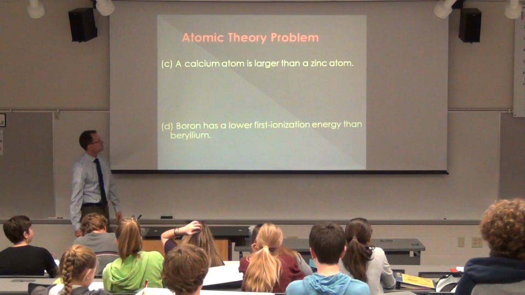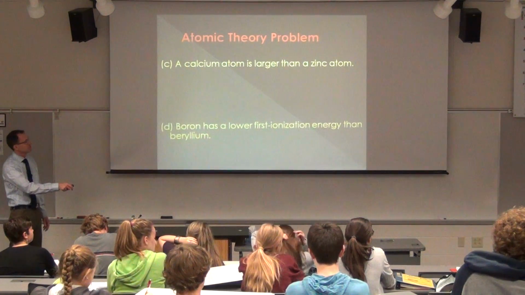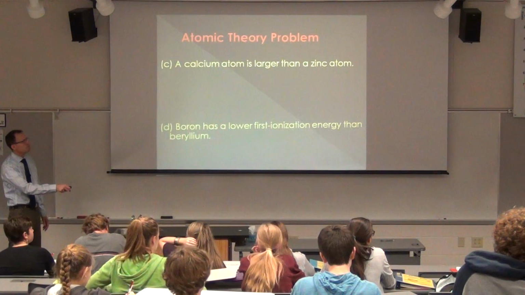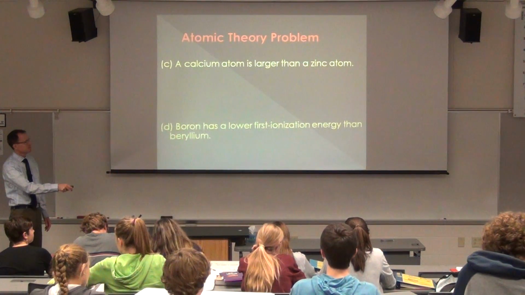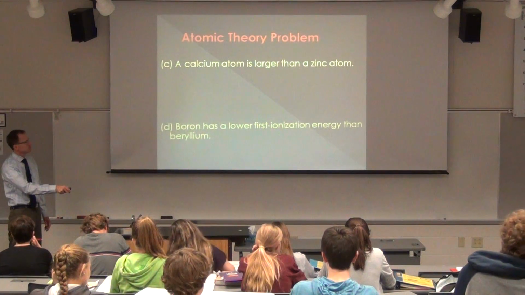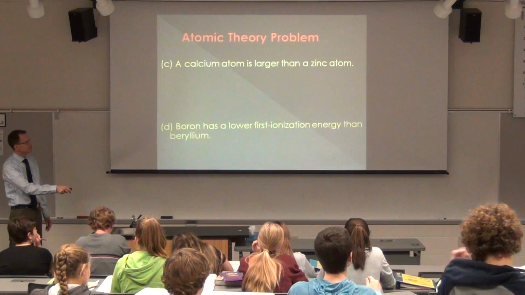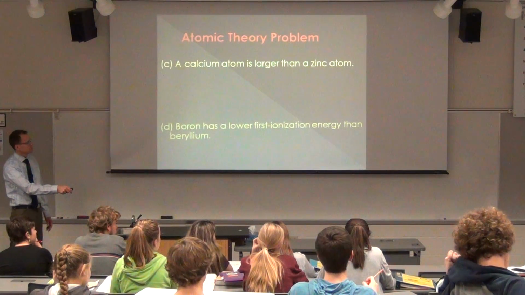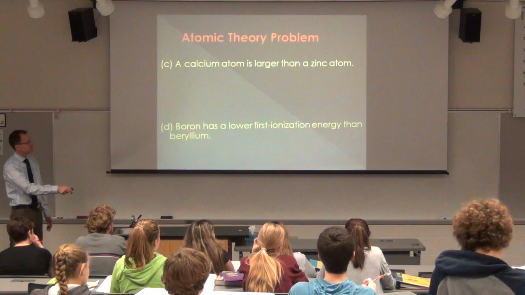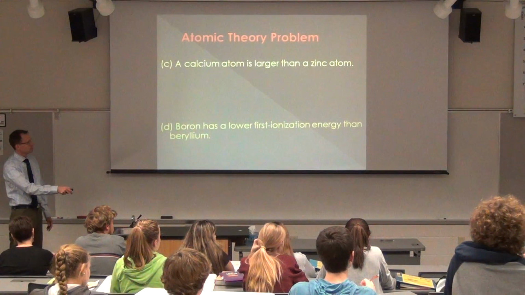As you go down the columns, the shielding effect increases, and as you go right across the rows, the radius decreases. So the nuclear charge goes up as you go to the right. Thus, Zn can hold the electrons tighter, making Ca the larger atom.